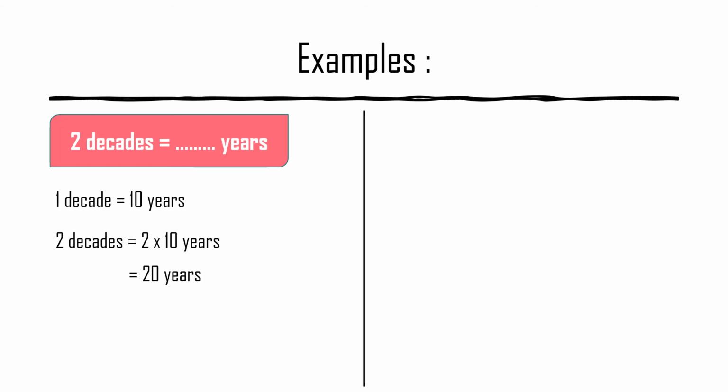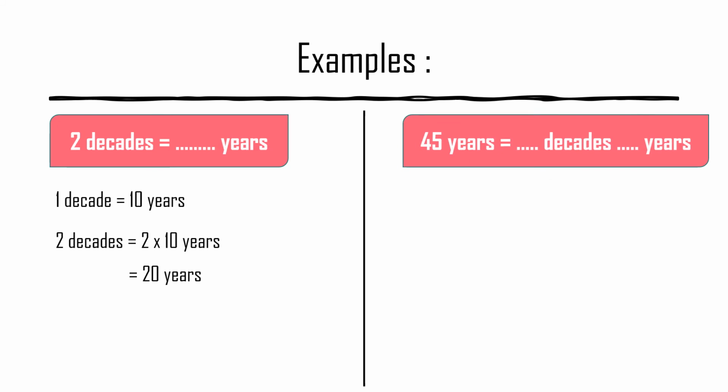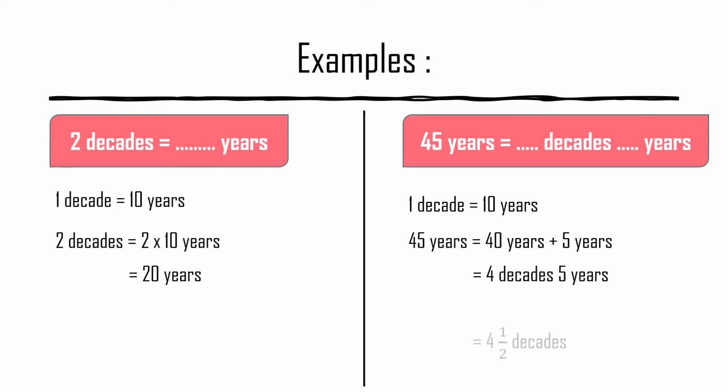Look at the second example. How many decades and years in 45 years? Remember, 1 decade equals 10 years. So 45 years means 40 years plus 5 years. 40 years equals 4 decades. So the answer is 4 decades and 5 years.